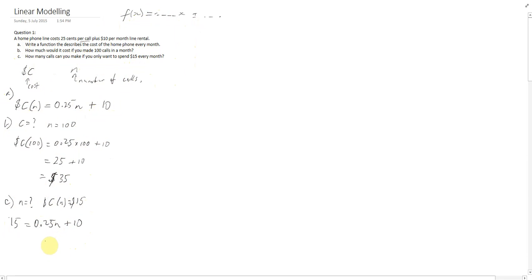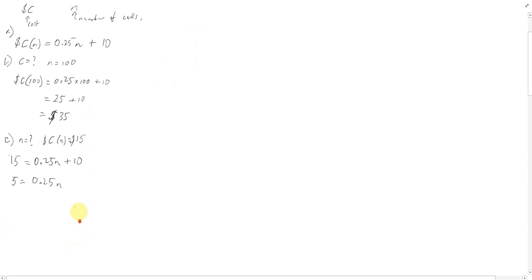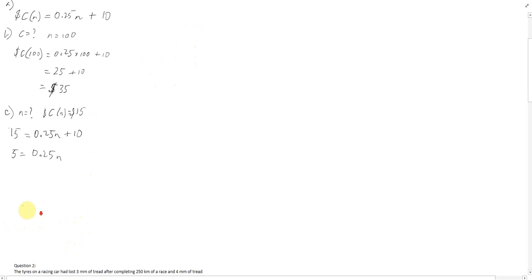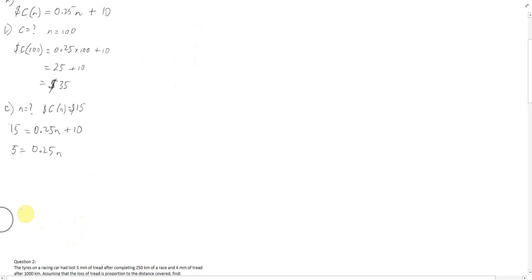And we've got to solve this equation. First we'll subtract 10 from both sides, getting 5 is equal to 0.25n. Now to find n, we divide by 0.25. 5, how many 0.25s?